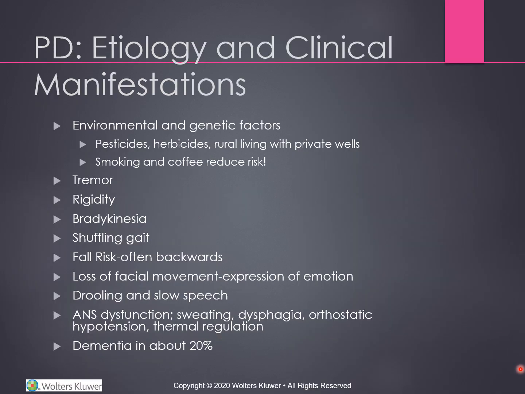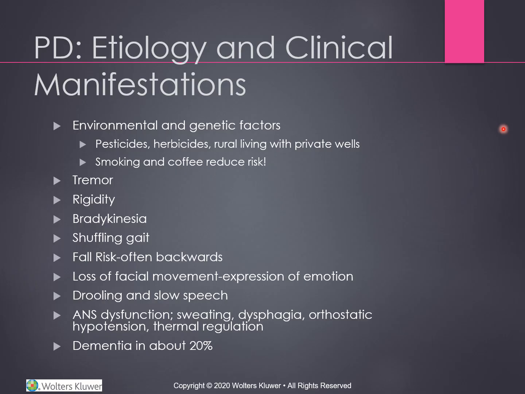So, etiology and clinical manifestations of Parkinson's disease. We're not 100% sure of what causes Parkinson's disease. It's probably a complex combination of environmental and genetic factors. We have found some genes that may be responsible for Parkinson's disease, and we have identified some potential environmental causes.